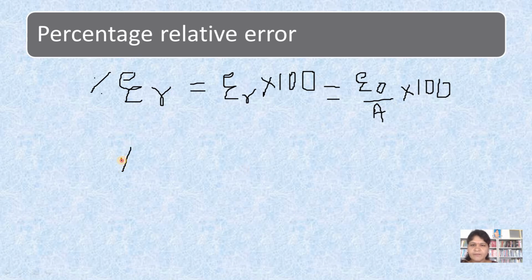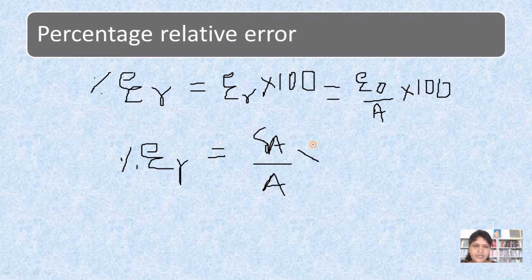This epsilon r is equal to absolute error by true value into 100. So this will be the percentage relative error.